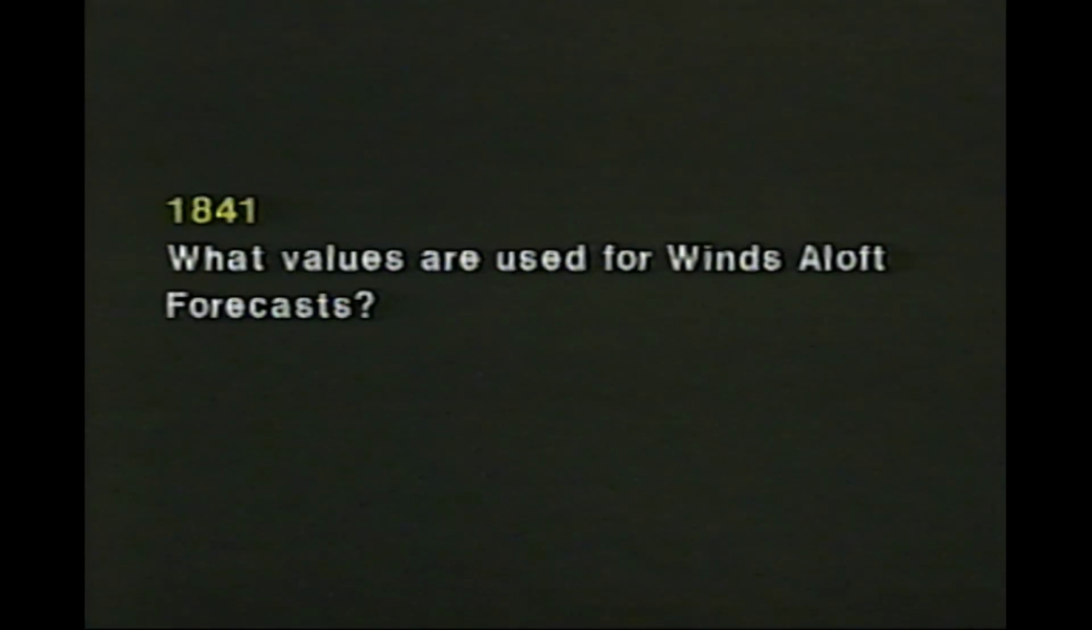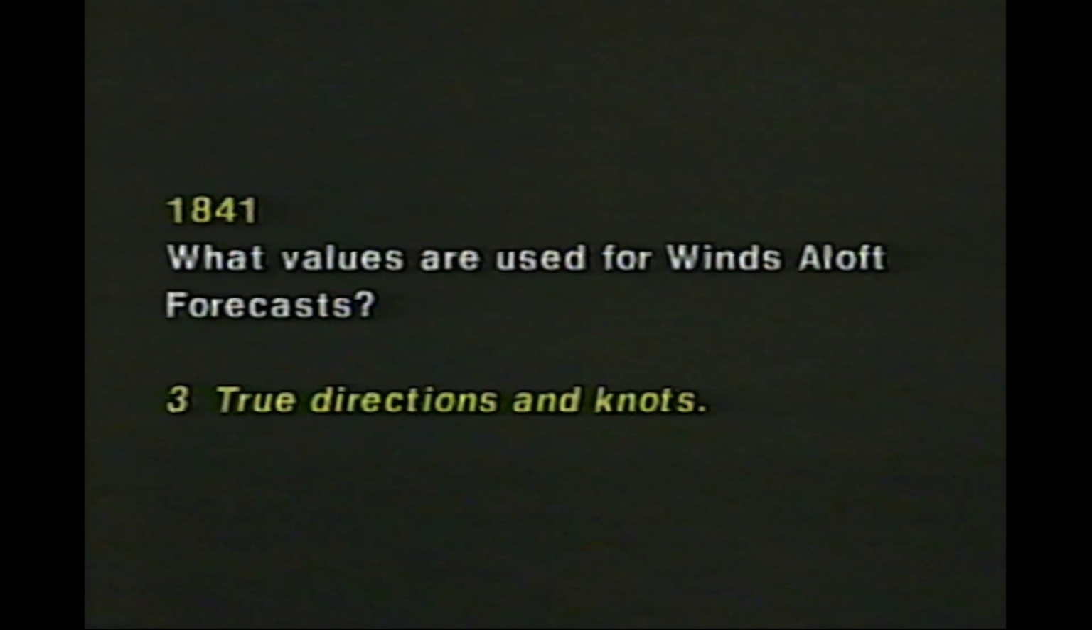841. What values are used for winds aloft forecasts? Remember, you're always going to have the winds reported to you at altitude in true direction and in knots. The only time winds are reported in magnetic direction is when they come from the tower or ground control talking about the winds at that particular airport. So it's answer number 3, true direction and knots.